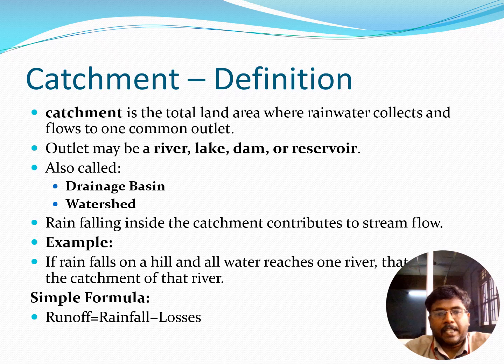In general, what is meant by catchment? Catchment is the total land area where the rainwater collects and flows to one common outlet. In other words, catchment is also defined as the drainage basin. It is an area of land where water that falls as rain or snow collects and flows down into a single water body such as a river or lake.